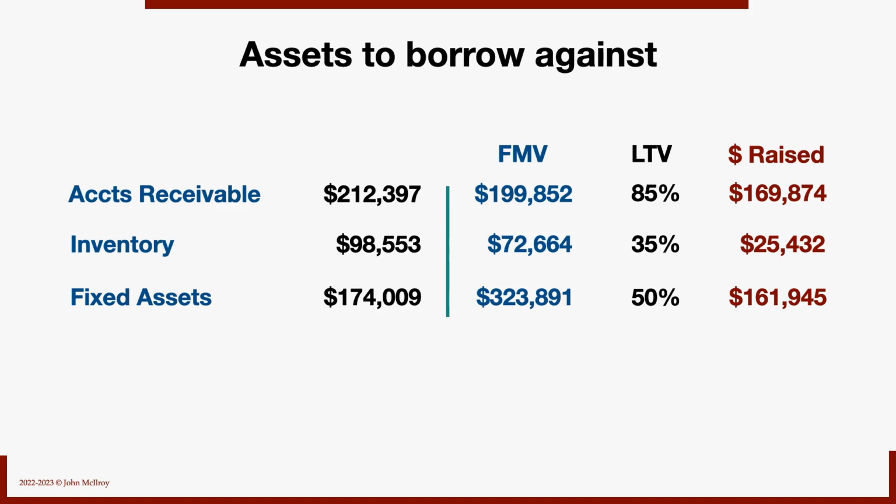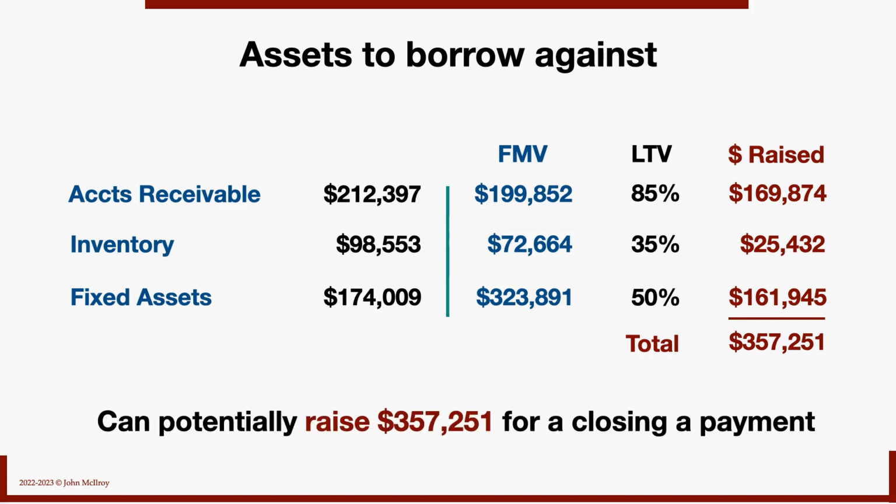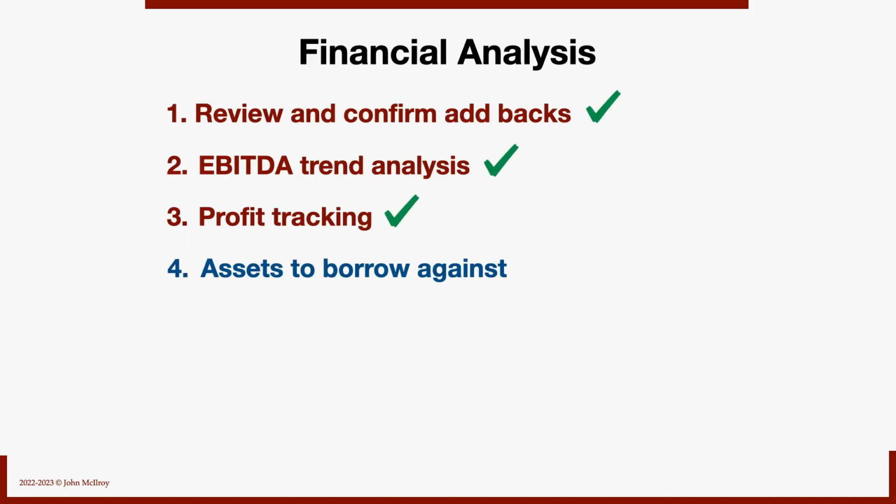In terms of fixed assets, 50%, 161,945, total 357,251. What does that number represent? It really represents what we can potentially raise for a closing payment. So we want to definitely take a look at the assets that we can borrow against when we're doing our initial financial analysis on the target business.